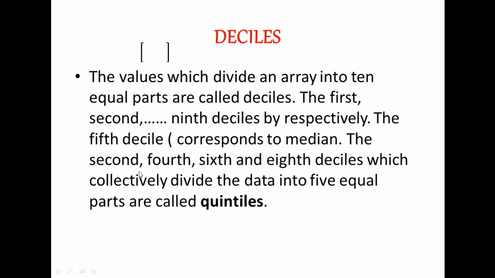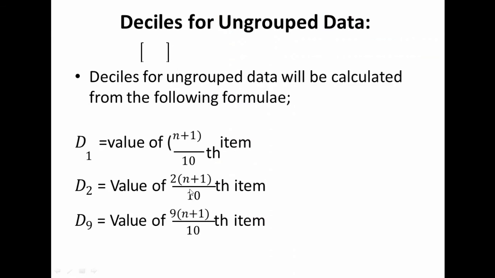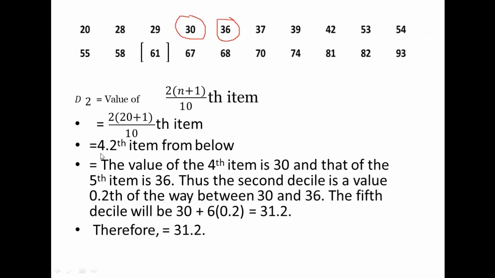And for the decile, these points are very interesting. That 4.2 for decile number 2. 4.2 means the value of the fourth position, which is 30 in this example, and the value of the fifth position is 36. Thus, the second decile is the value 0.2 of the way between 30 and 36. So 30 plus 6, this 6 is obtained from the gap of these two numbers. So 30 plus 6 into 0.2.